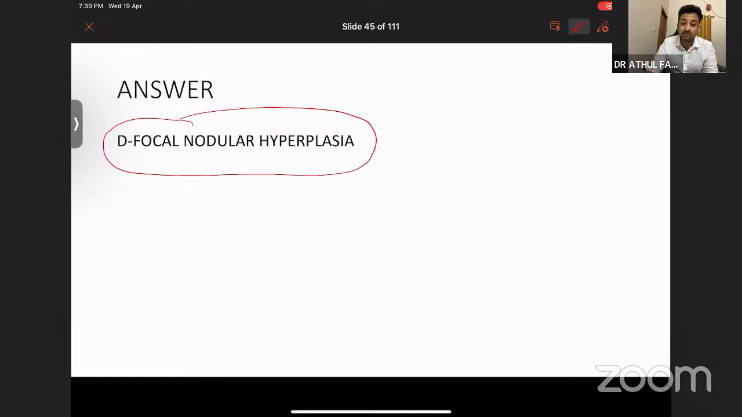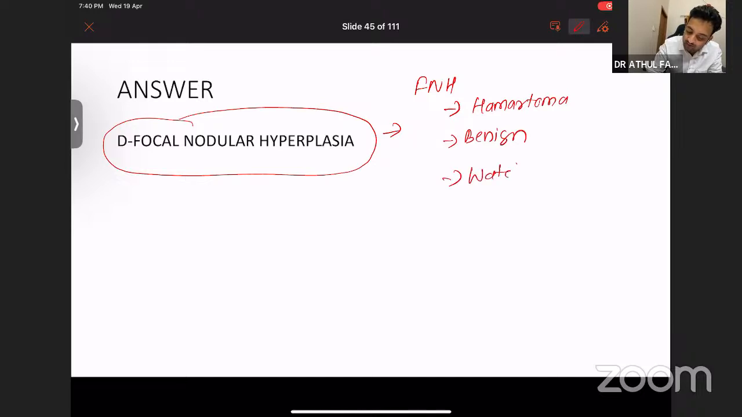Remember why the differentiation is very important, because FNH, focal nodular hyperplasia, is just a hamartoma. So this is a benign condition. You don't need to do anything, just watch. Follow-up is enough. No treatment is needed. Okay. That is why the imaging differentiation is that important. Because if you are getting an FNH, then you don't have to do anything. Just keep on following after 1 year or 2 years or 3 years.